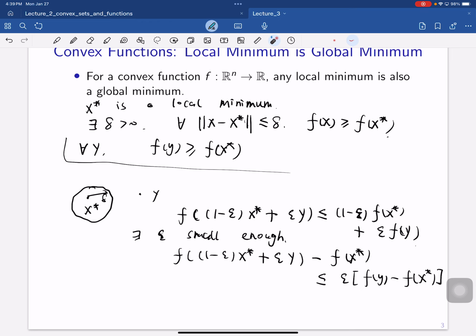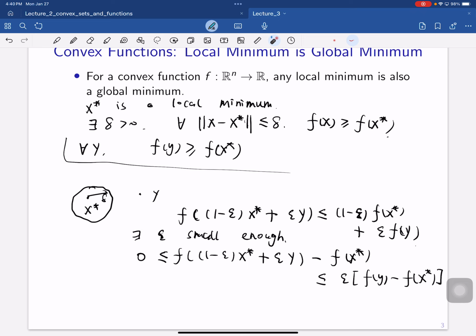So we know that this point is greater than or equal to 0, because when epsilon is small enough, this point is arbitrarily close to x star. So since x star is a local minimum, then we know that the difference is greater than or equal to 0. Okay, so that's the trick we did here.